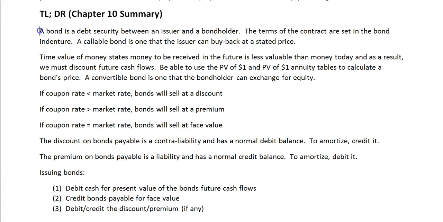Alright, so too long didn't read. A bond is a debt security between an issuer and a bondholder. The contracts are set in the bond indenture. A callable one is one that the issuer can buy back at a stated price.